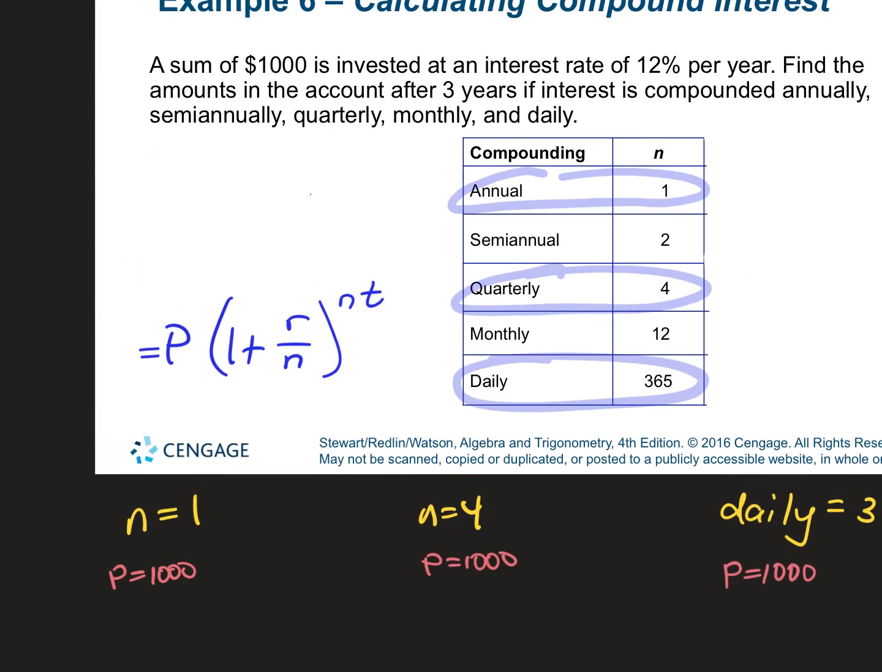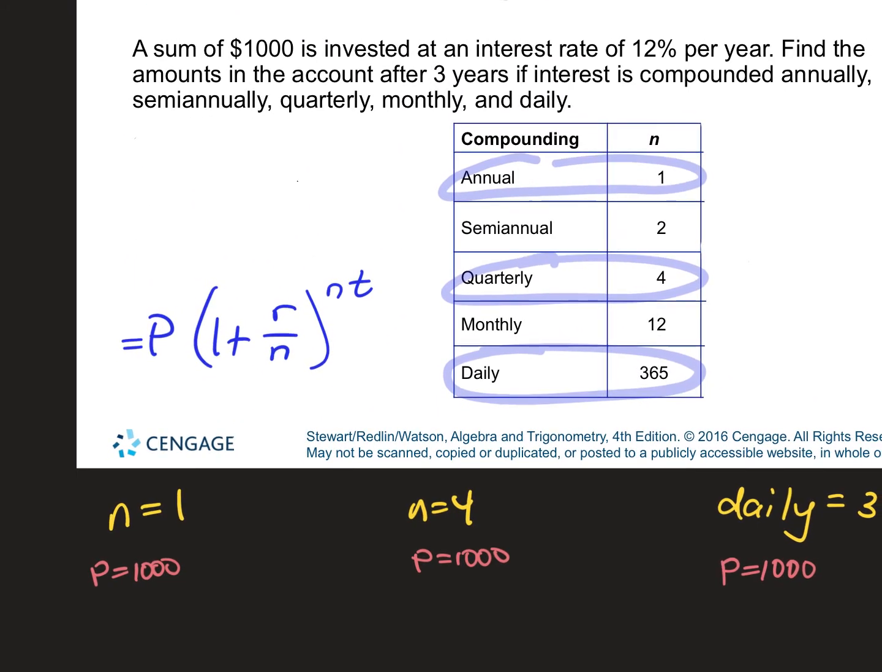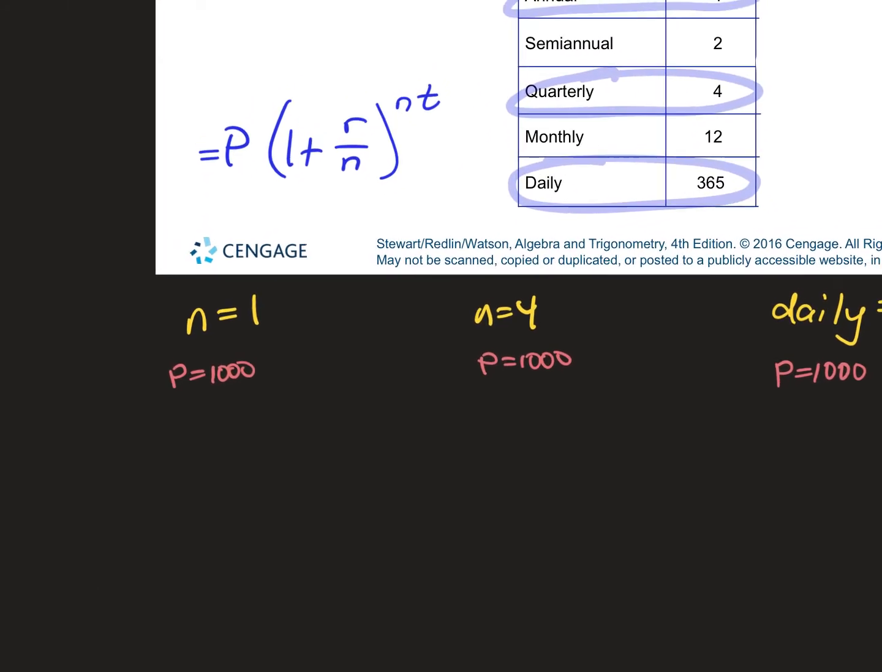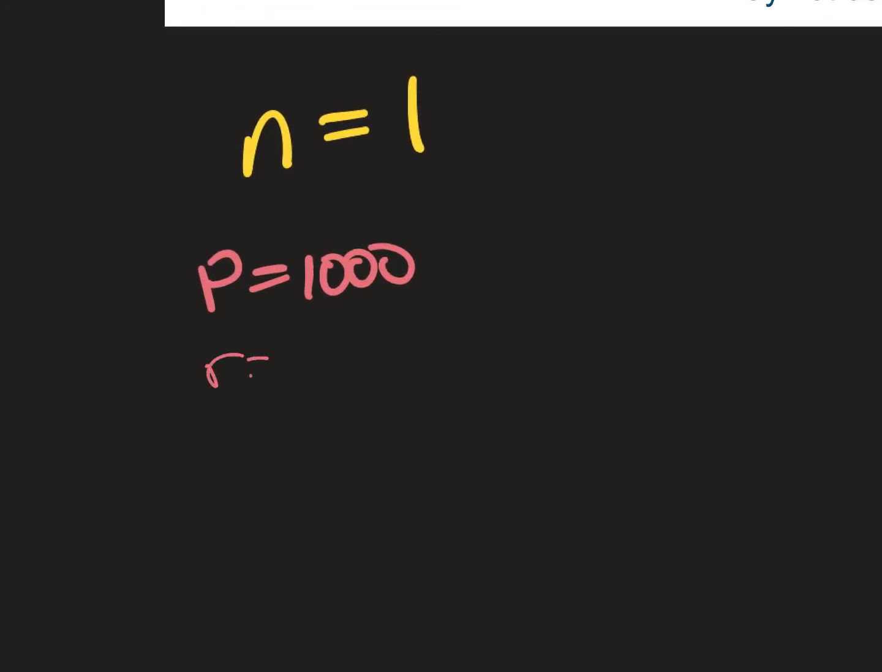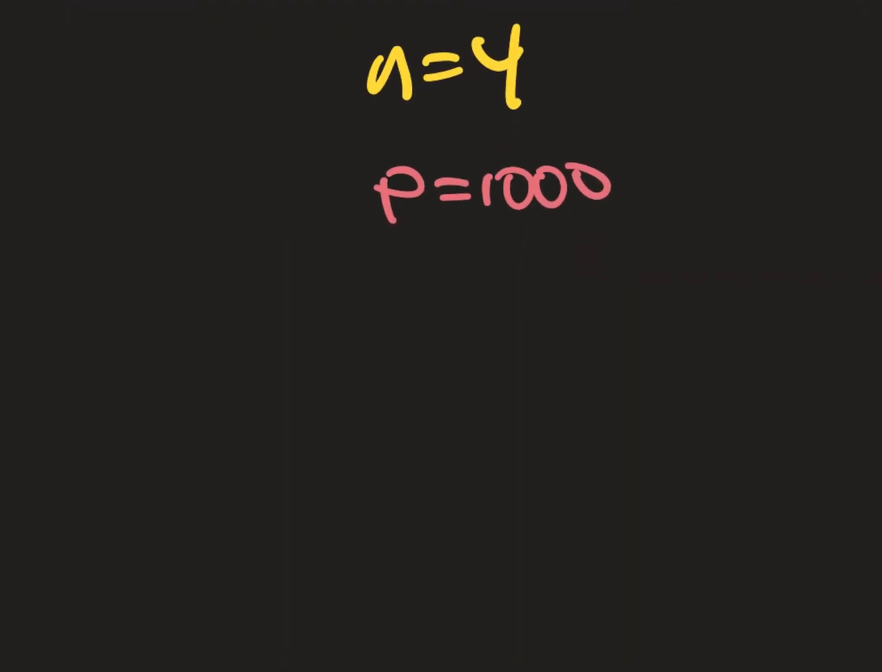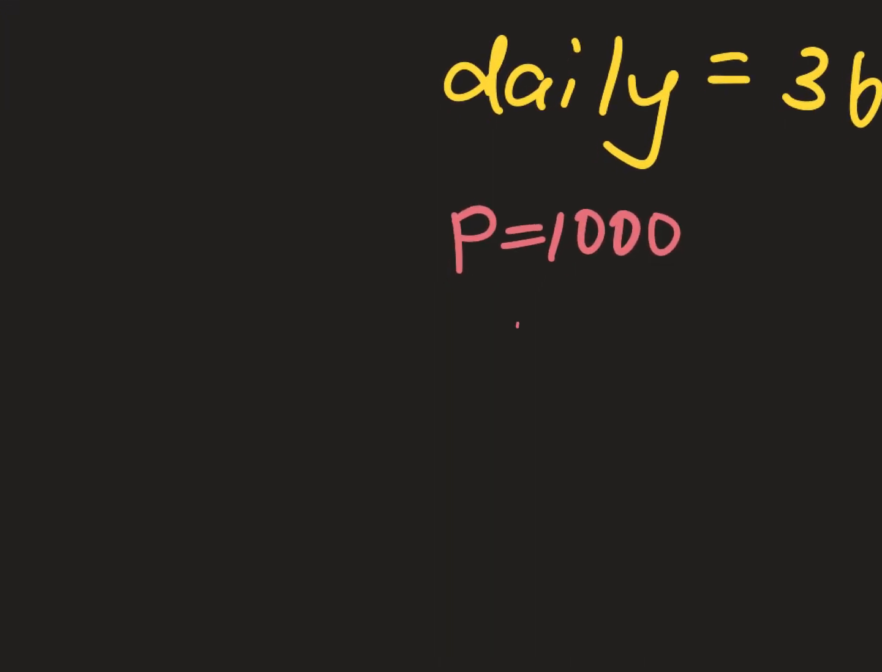They give me an interest rate. What is the interest rate that they gave me? 12% per year. So my R is what? 0.12. Perfect. Again, if you put 12 in with your calculations, your problem is incorrect. So make sure you guys are paying attention to that. Okay?